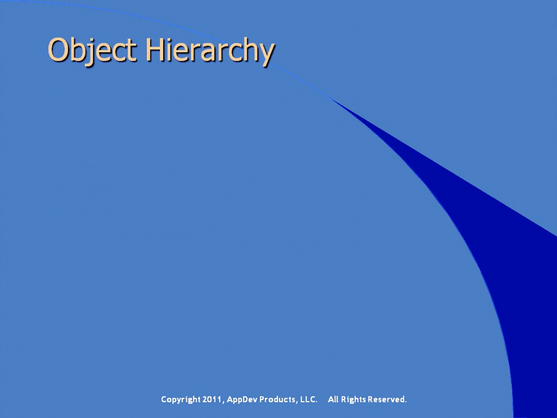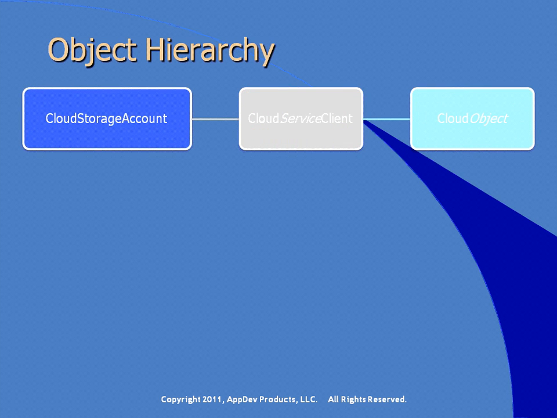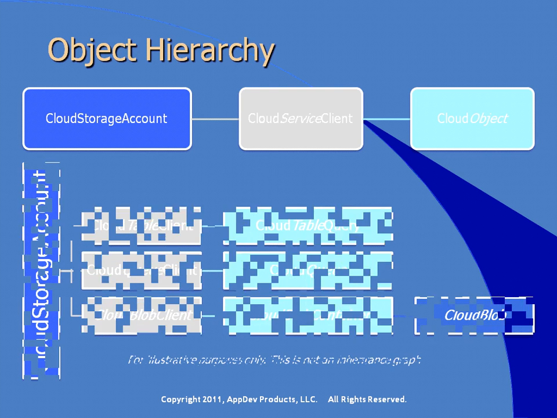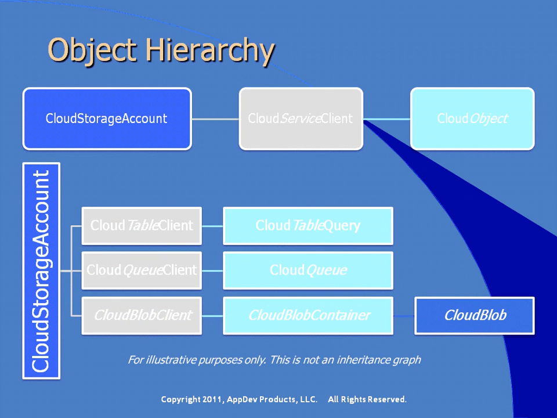So let's talk about the object hierarchy. As we talk about tables, blobs, and queues, you'll see some similarities between all three. Microsoft did a really great job of planning how the Windows Azure storage works. It's basically this: you have the cloud storage account and the cloud service client and then the cloud object. For example, if I have a cloud storage account, that has one or more cloud table clients, and then from a client to the specific table, blob, or queue.